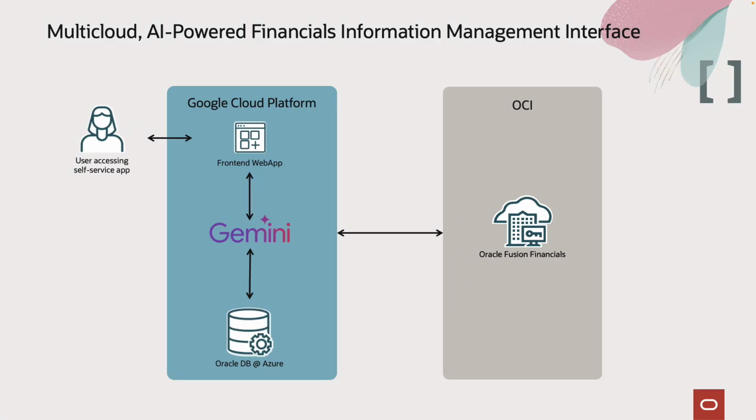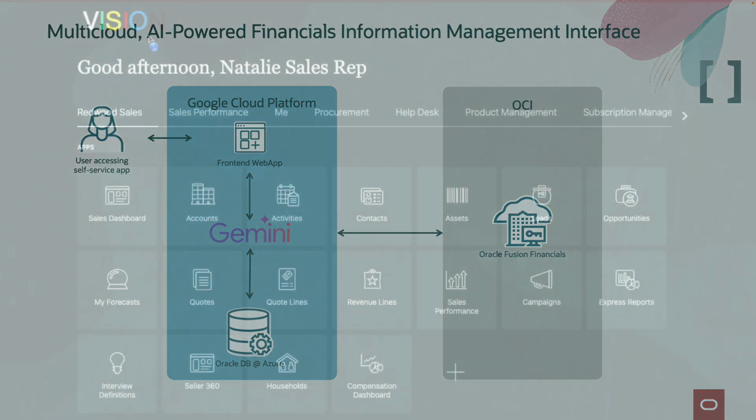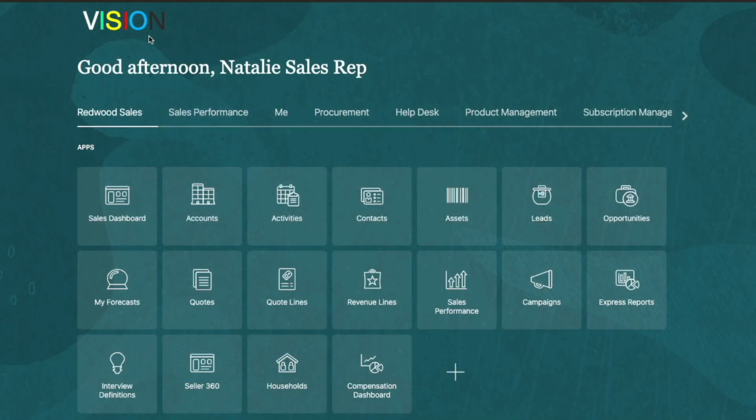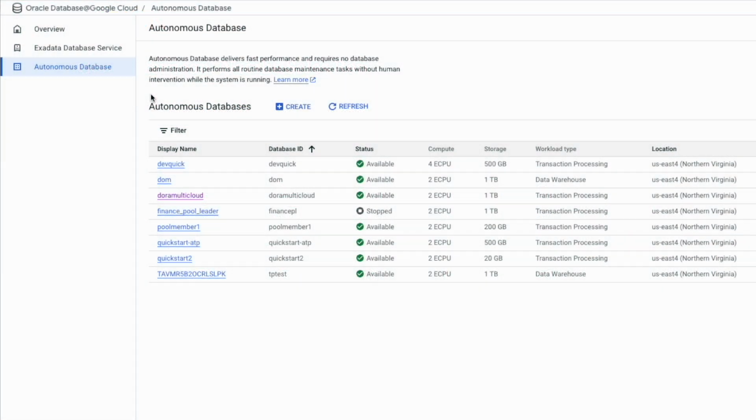Hello, and welcome to this demo on how you can build a multi-cloud AI-powered financial information management interface using Oracle Fusion Financials on OCI, Oracle Database at Google Cloud Platform, and Google Gemini AI. This is my Fusion Financials that has been fully populated, and this is my Google Cloud console.